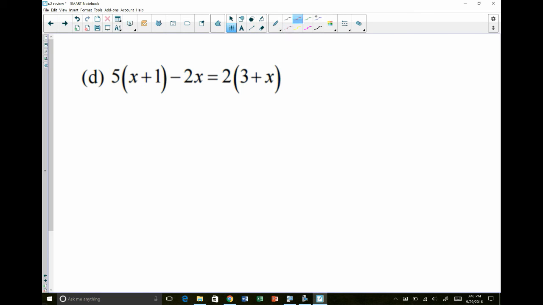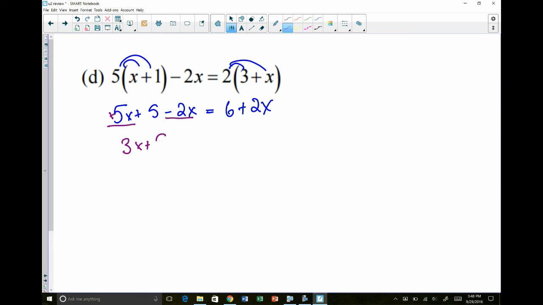Letter D. There's x's on both sides, so I have to distribute here. I get 5x plus 5 minus 2x equals 6 plus 2x. Combine my like terms on the left-hand side. I have a 5x and a minus 2x. 5 minus 2 gives me 3x plus 5 equals 6 plus 2x.